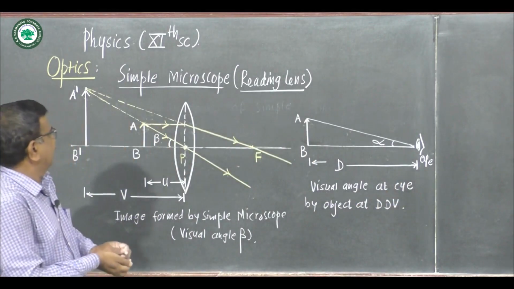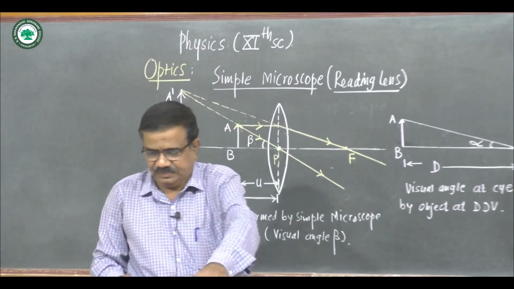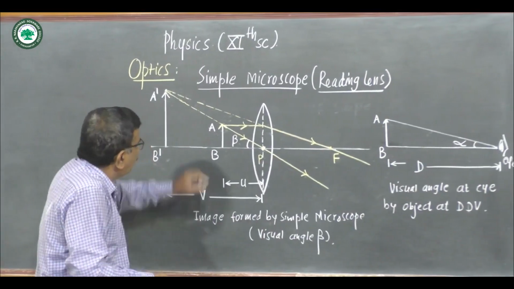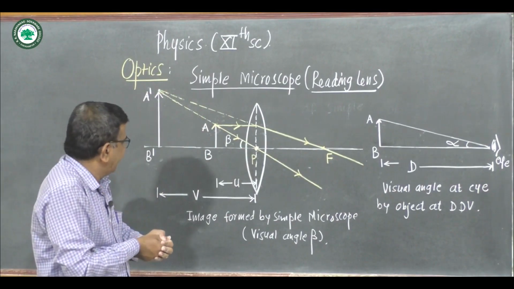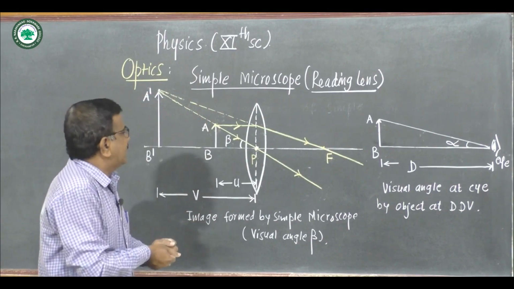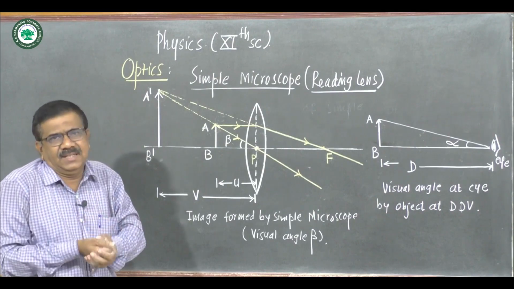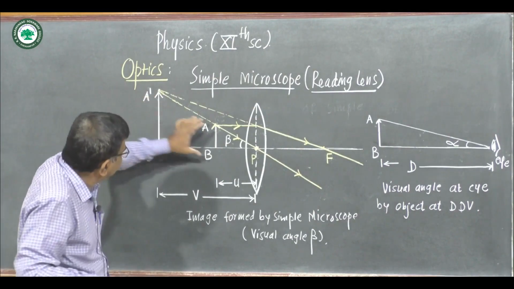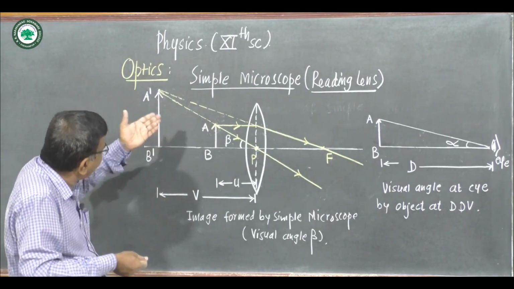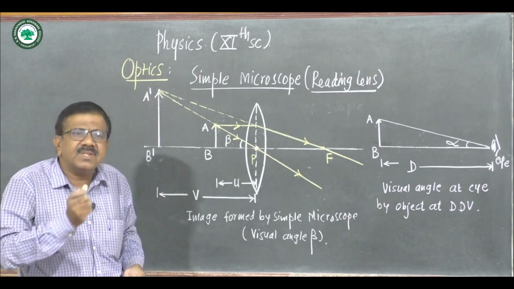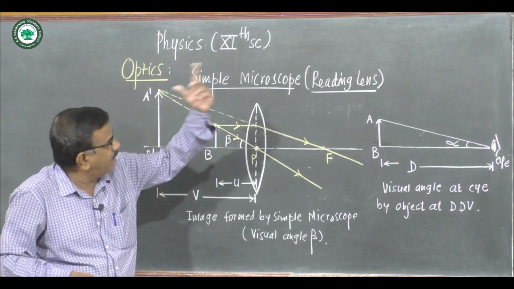See these two figures. First figure is image formed by the simple microscope. Here this object AB is placed within the focal length of the convex lens. Its image is A dash B dash. Image is virtual, erect and magnified, and it is on the same side of object. The convex lens used in this way is a simple microscope.